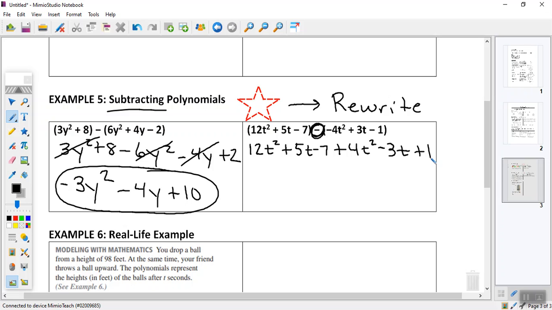What have you guys got? Anybody want to volunteer for me? Anybody want to volunteer? Sam, what do you think, buddy? 8t to the second. Say that again. 8t to the second. Wait, no, I'm wrong. 16t to the second. Don't worry, I got it. 16t to the second. All right. Is Sam back on track, kids? Oh, yeah.